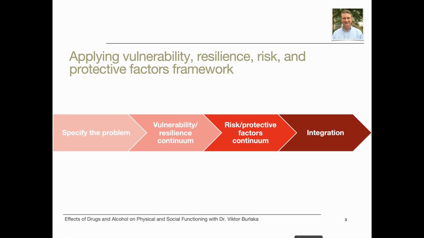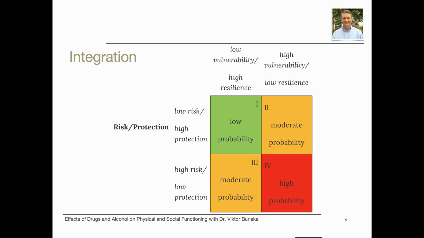The next step is to look at the continuum from risk to protective factors. Here we examine extrinsic factors. In other words, factors that reside in the current social and environmental contexts. For example, history of trauma, exposure to advertising of cannabis, alcohol and tobacco in the neighborhood, and easy access to drugs in the community are all examples of risk factors. The final step is to bring together the vulnerability to resilience continuum with the risk to protection continuum. On this slide, you can see a conceptual diagram, a 2x2 grid, specifying the general probability for developing the specified problem under these complex circumstances.